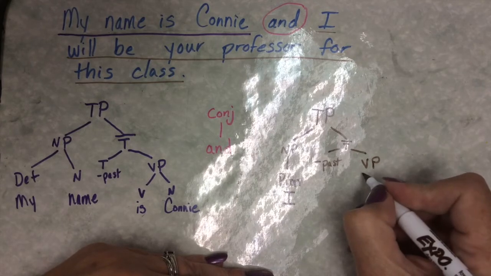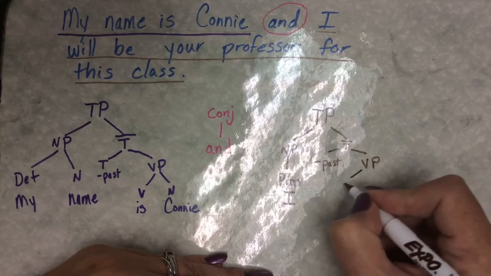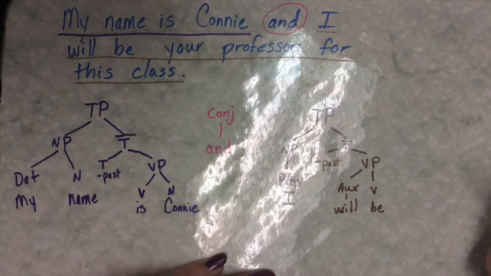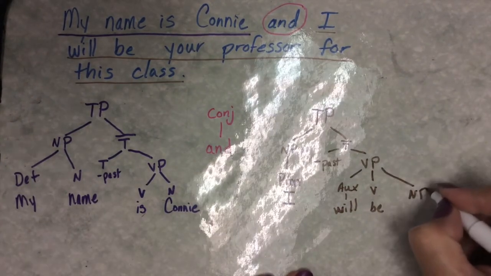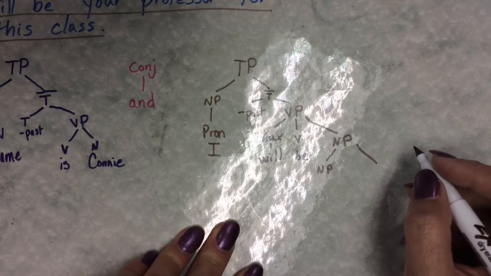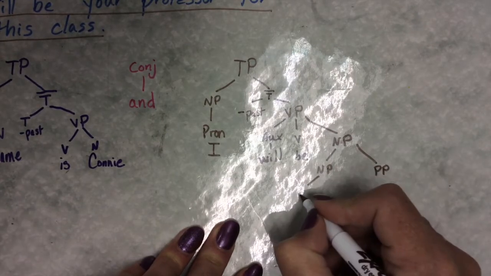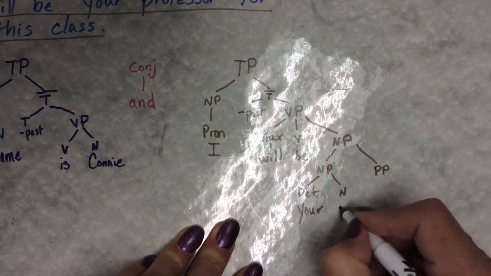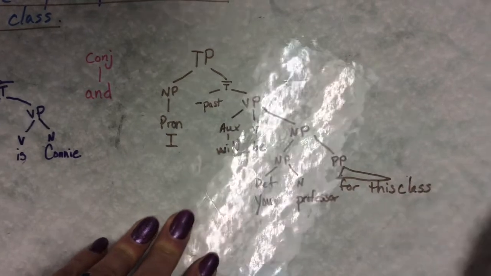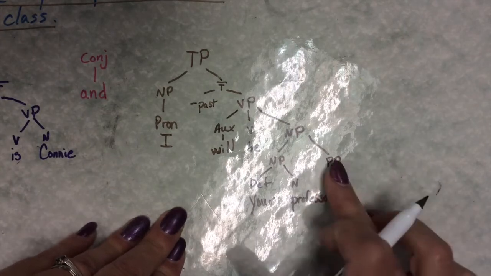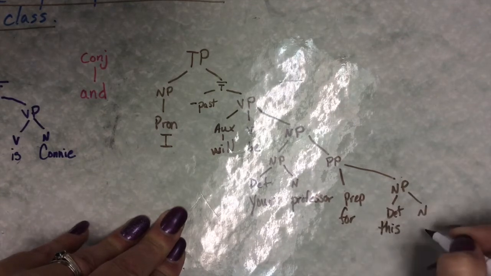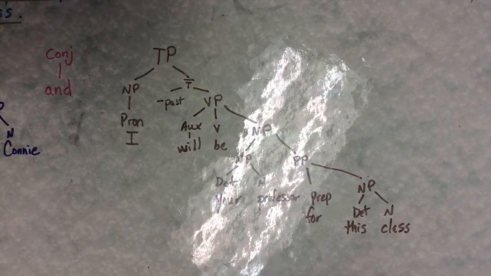And the verb phrase, in this case, will be, that's an auxiliary verb, will. And the other verb is be. Now we ask ourselves, what are we going to be? So we need a noun phrase to make the object of the verb will be. And we have your professor for this class. We have the noun phrase, your professor, and then we have a prepositional phrase for this class. Or if you want to break the prepositional phrase down, we have the preposition for and the noun phrase this class. This is the determiner, class is the noun.